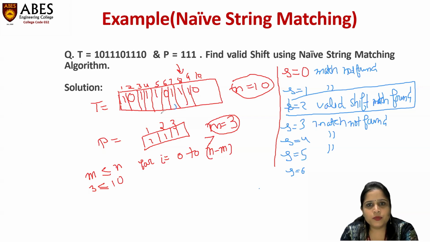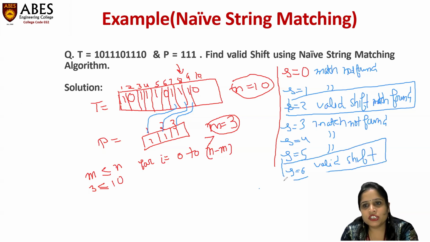T of 7 to P of 1, match found. T of 8 to P of 2, match found. T of 9 to P of 3, match found. Then again valid shift. Again we found valid shift, means match found. So here we found S equal to 6 shifts valid match. Then again we increment the value of S, S is equal to 7.